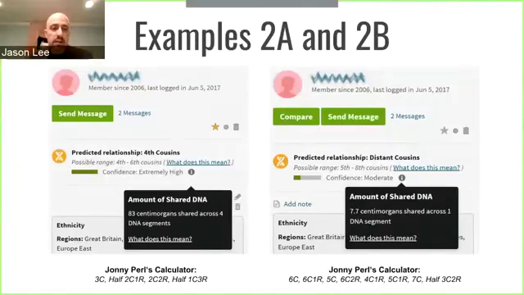And we can take a look at this from the perspective of Jonny Perl's calculator. If we put 83 centimorgans into the calculator with 2A, we get a third cousin prediction among other closely related possibilities. And with example 2B, we get a range of possibilities, including a sixth cousin, seventh cousin, and others. So all of those possibilities with example 2B are considerably more distant than the possibilities with example 2A.